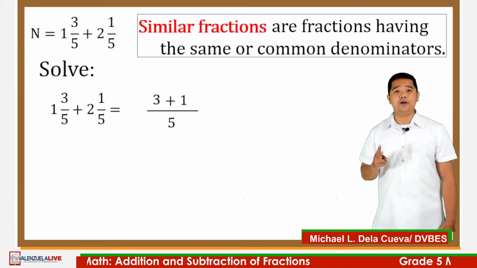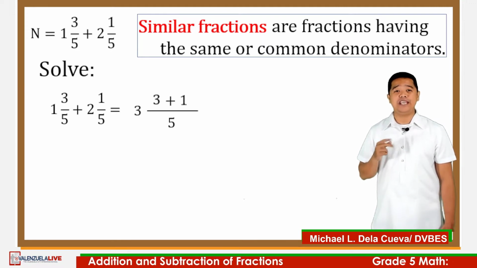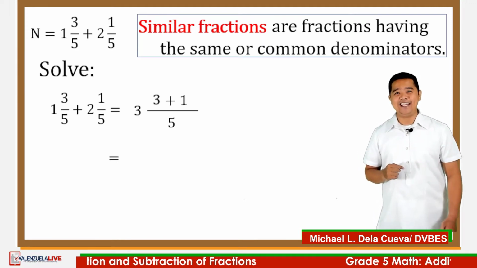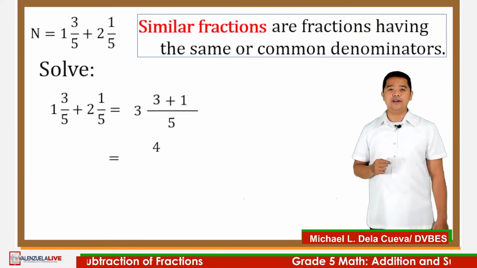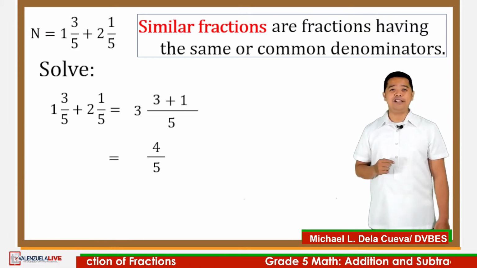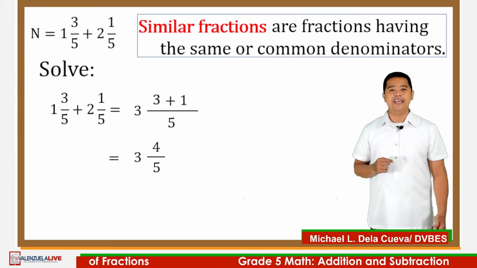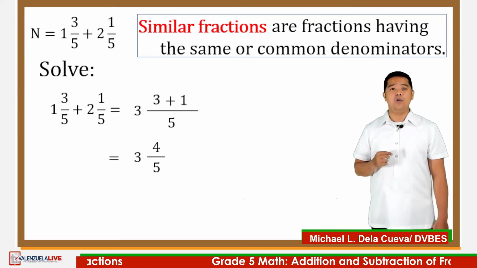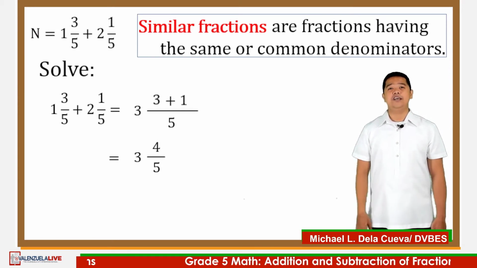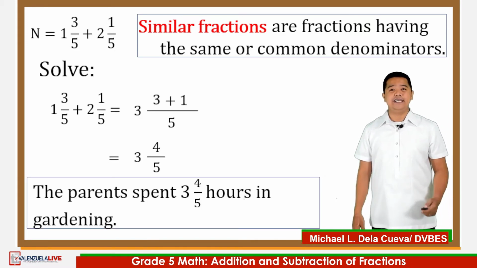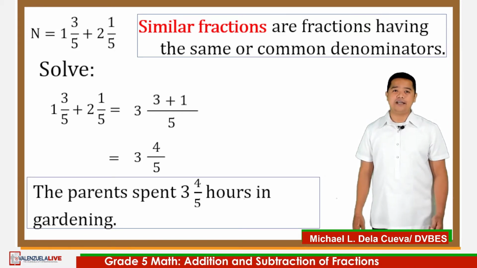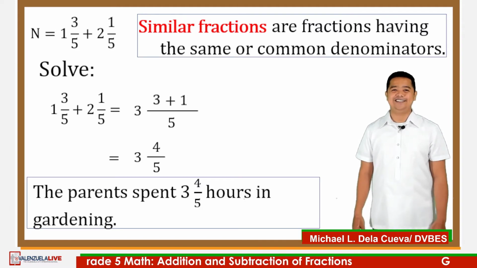And then add the whole number, 1 plus 2 is equal to 3. Again, add the numerators, 3 plus 1 is equal to 4. Copy the common denominators, which is 5. And then add the whole number, 1 plus 2 is equal to 3. So that is 3 4/5. The parents spent 3 4/5 hours in gardening.